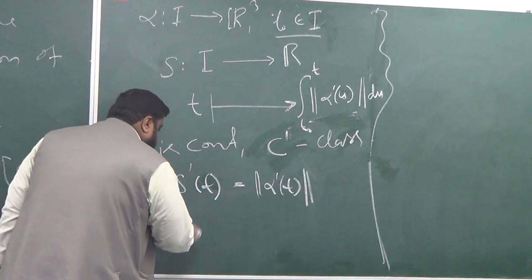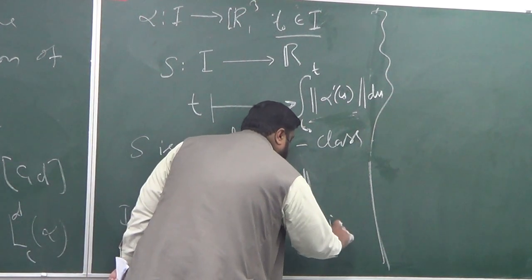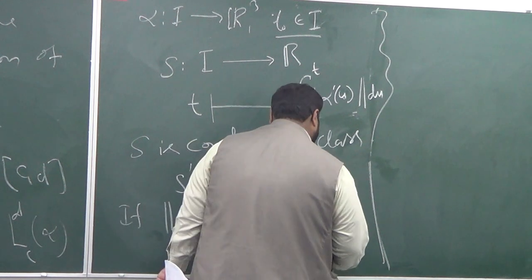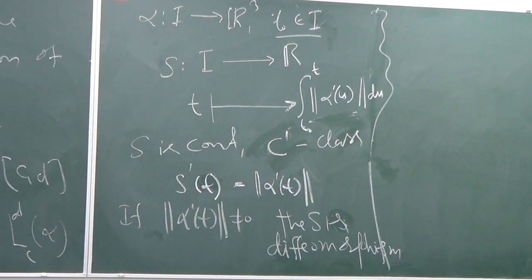If it's a regular curve, then I can say that S is a diffeomorphism, and I can treat this arc length as a diffeomorphism. What will happen if alpha prime is zero? Why can't you invert it? What I want to do is take my arbitrary curve and parameterize it in terms of arc length. To do that you need a diffeomorphism, and S is going to play that role. So the question is, what if this becomes zero?